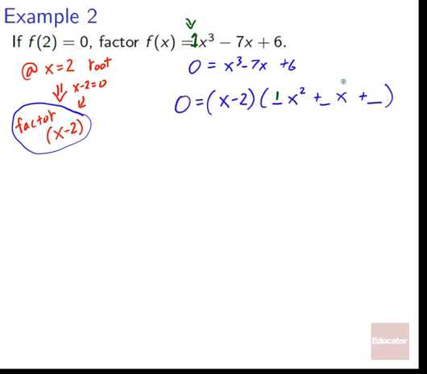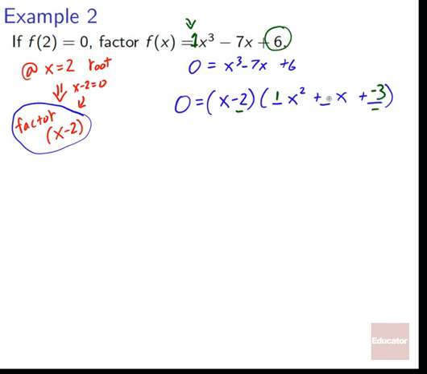Well, the only thing that's going to create the ending constant is going to be the other constants, right? So the constants that we have here are negative 2 and whatever goes into that blank. So it must be that negative 2 times blank here becomes 6. Negative 2 times negative 3 becomes 6. So we've got a negative 3 here.